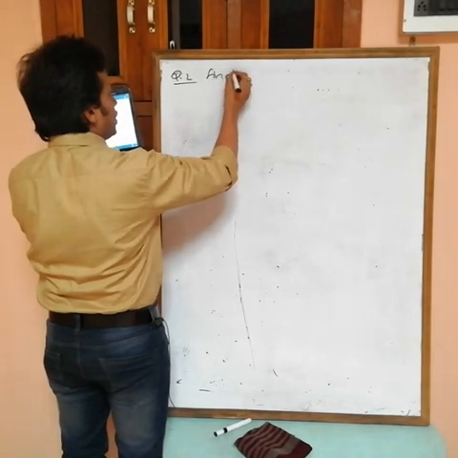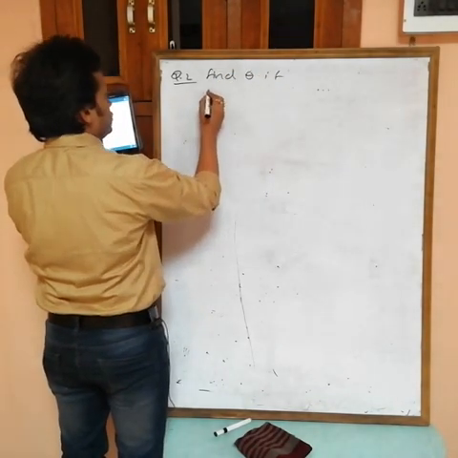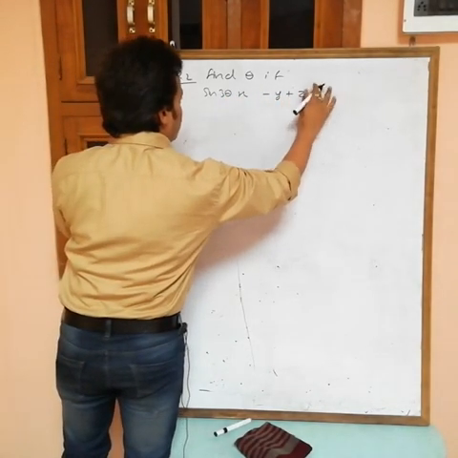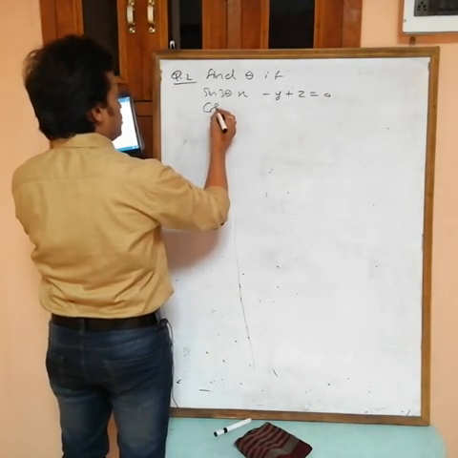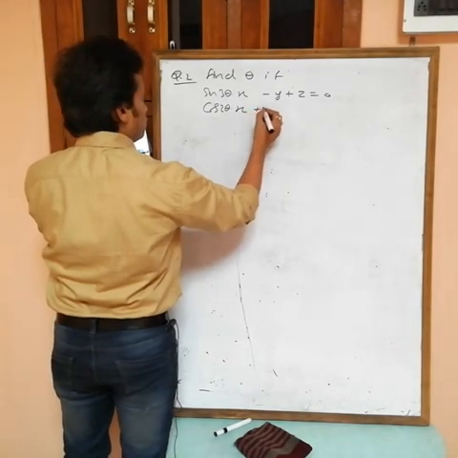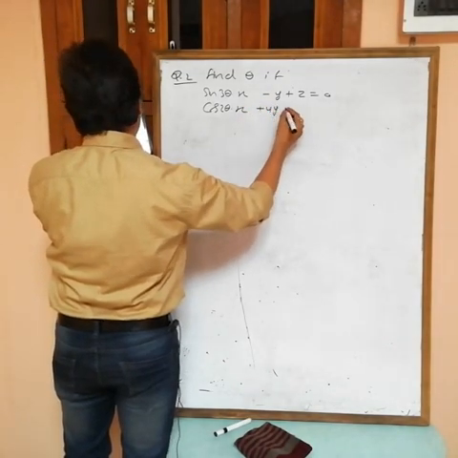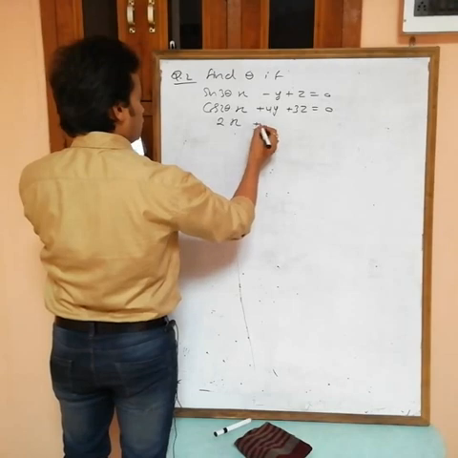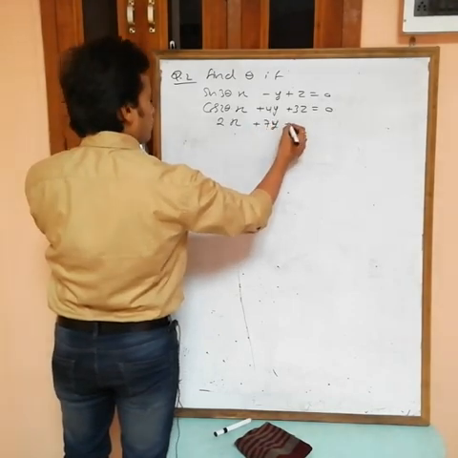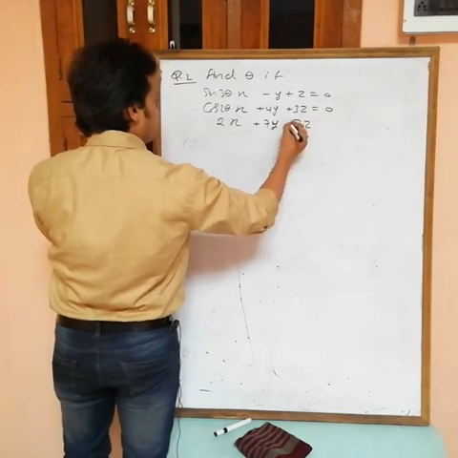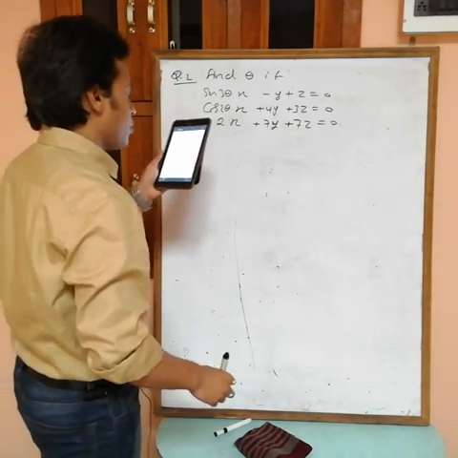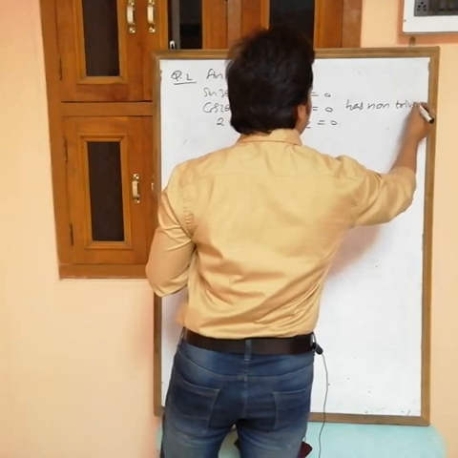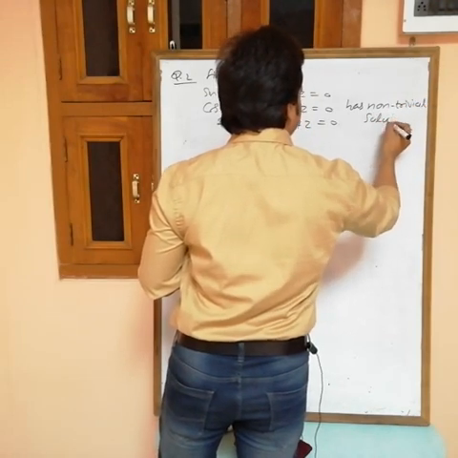Question number 2. Find theta if sine 3 theta into x minus y plus z equal to 0, cos 2 theta into x plus 4y plus 3z equal to 0, 2x plus 7y plus 7z equals to 0 has non-trivial solution.